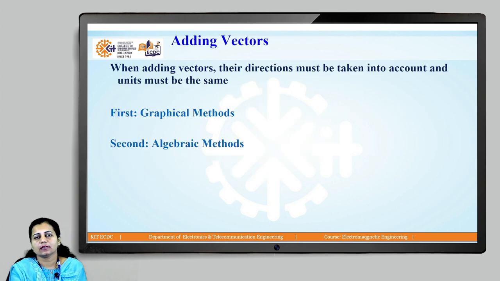Next point is, if we want to add two vectors, when adding vectors, the directions must be taken into account and units must be the same. Okay. So we have two methods. First is the graphical method and second one is the algebraic method.